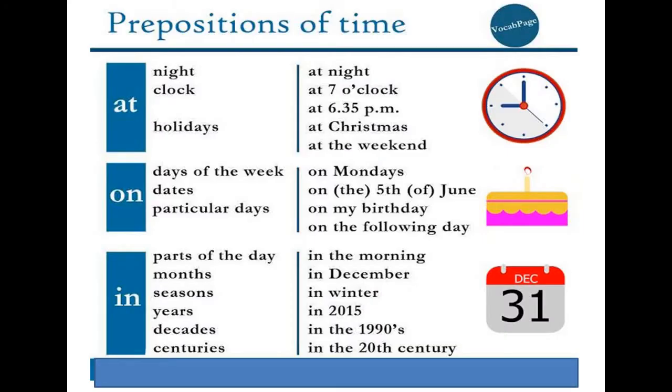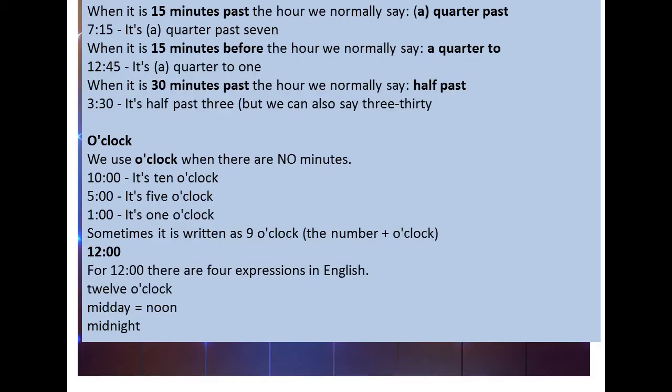Prepositions of time. We should know what preposition we use. At night, at 7 o'clock, on days, on dates, in. And when we say the time, we use the preposition at. You should write it down in your copybook and repeat it.